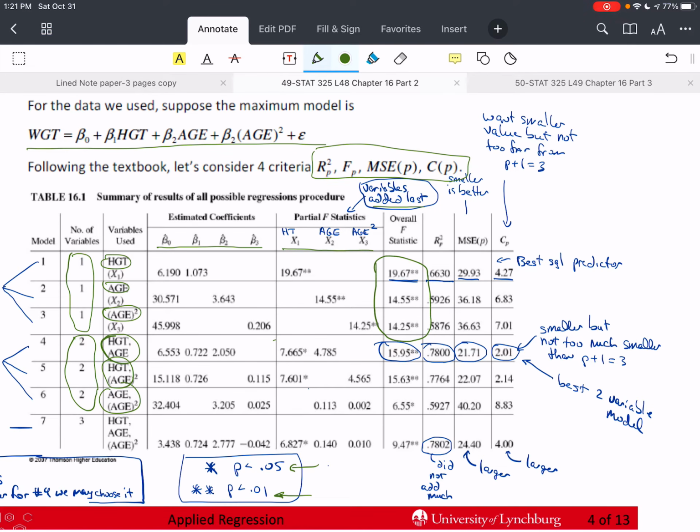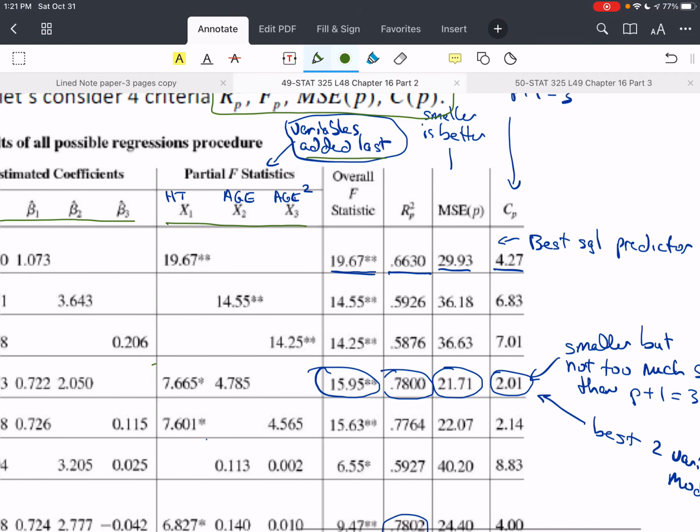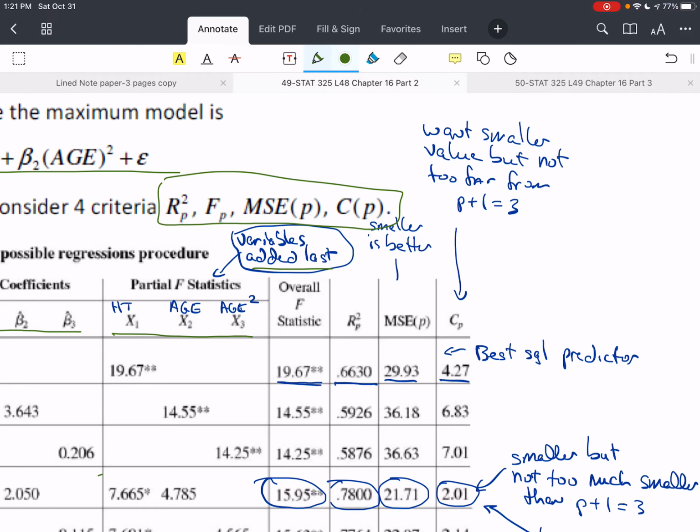Then for the R squared, of course, we want the highest. And again, that turns out to be the first one. And we're looking for the smaller MSE, and again, that turns out to be the first one. And then we're looking for a small value of CP, but close to, but not too far away from P plus 1. Okay? This was for a specific example. So here P is 1, so P plus 1 is 2 for all of these.